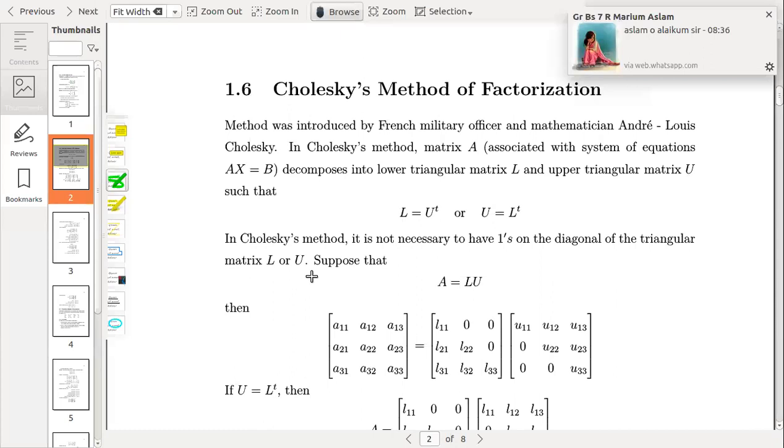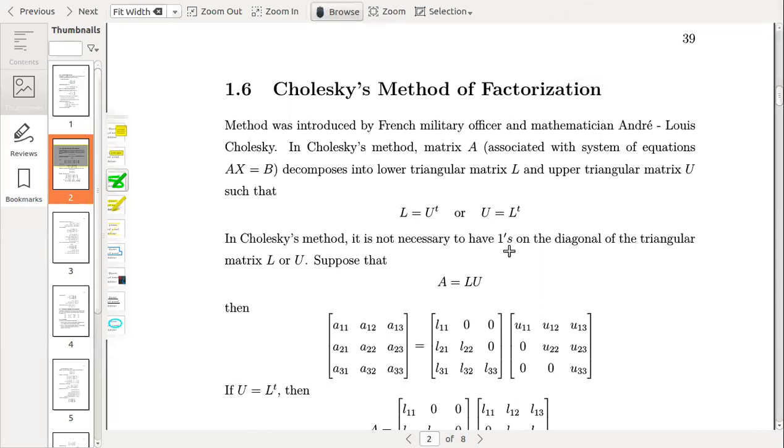In the Cholesky method, it is not necessary to have ones on the diagonal of the triangular matrix L or U. Suppose that A is equal to LU.